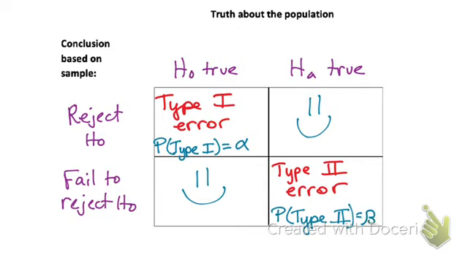Do any of you know the Greek alphabet? What's the first letter of the Greek alphabet? The probability of a type 1 error is alpha. That's the first letter of the Greek alphabet. The probability of a type 2 error is beta. Beta is the second letter of the Greek alphabet.